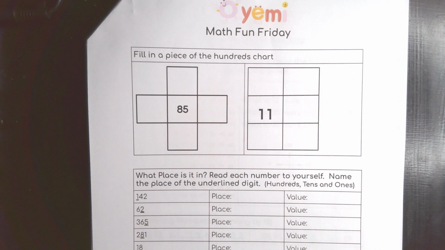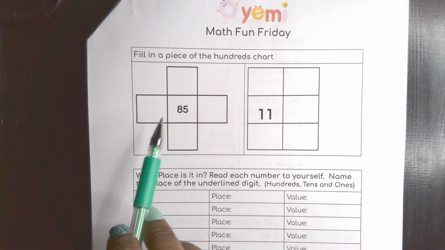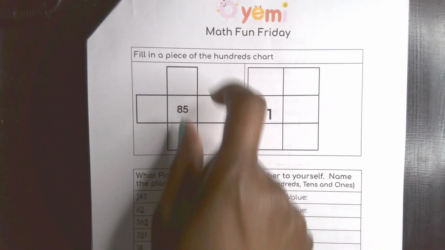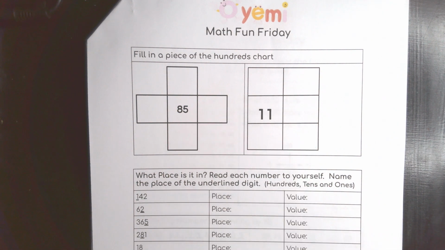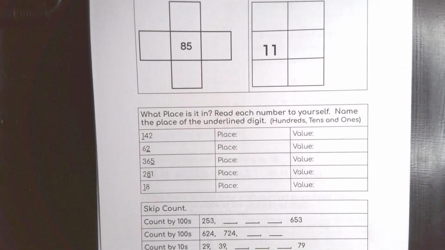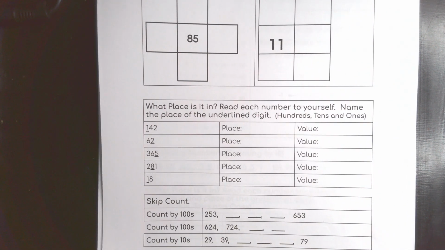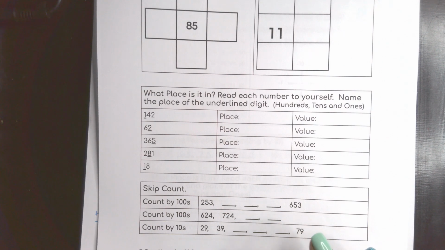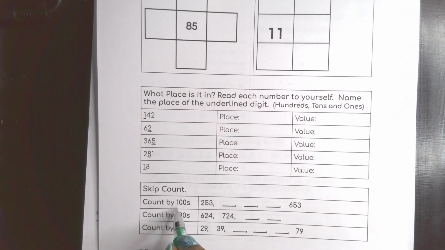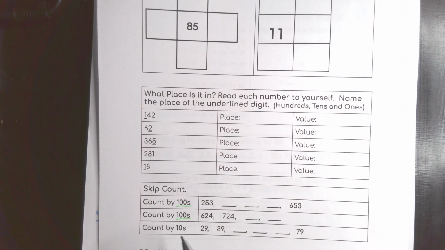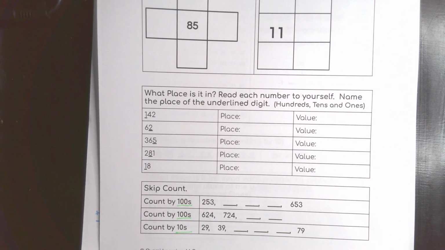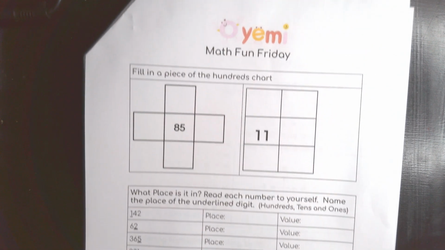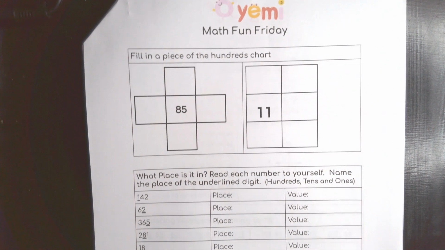The first thing we're going to do is fill in a piece of a hundreds chart. It's just like a hundreds chart that's cut out, a section of it cut out here and here. We already know what this is. We just have a few more to practice. What place is it in? The value and the place. Skip counting: here it tells us we're going to count by 100, and here we're going to count by 10. So let's get started. It's Friday. Let's do it.